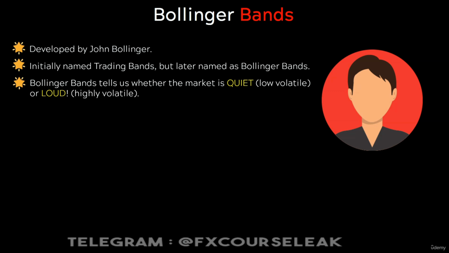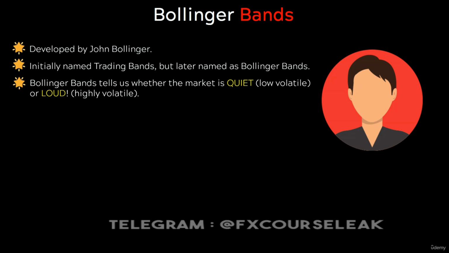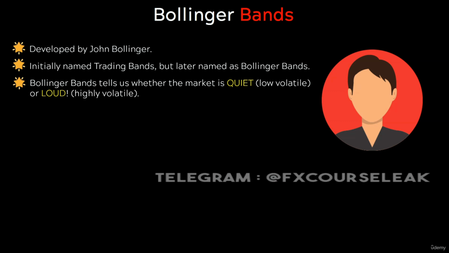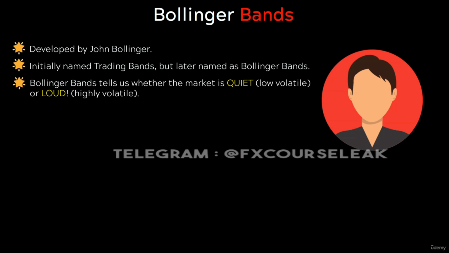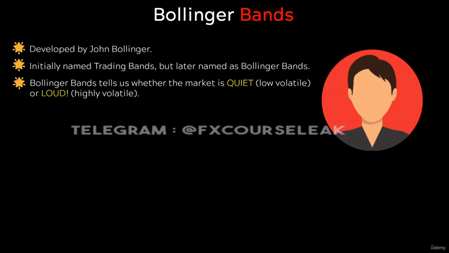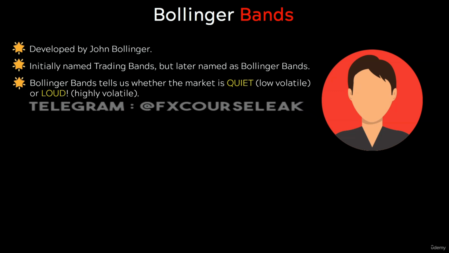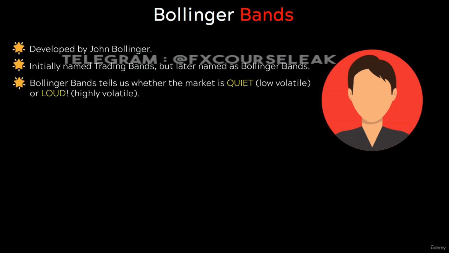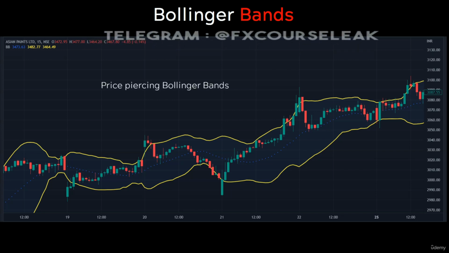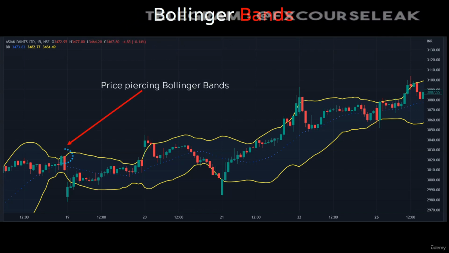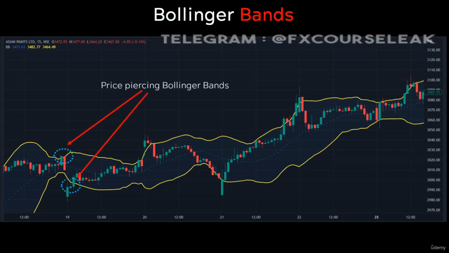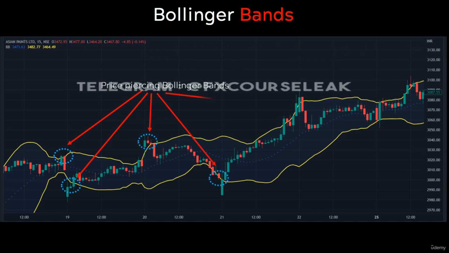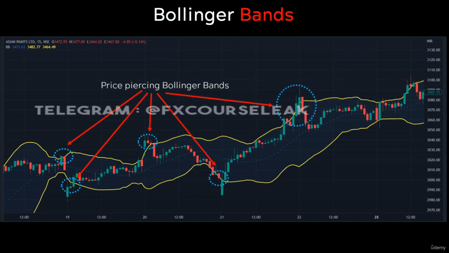As we have learned in the introduction lecture, Bollinger Bands are used to measure market volatility and even for identifying overbought and oversold conditions. Basically, this little tool tells us whether the market is quiet, that is low volatile, or whether the market is loud, that is highly volatile. So when you insert Bollinger Bands into your charting platform, it looks like this yellow envelope of bands engulfing price, with price piercing these bands here and there.